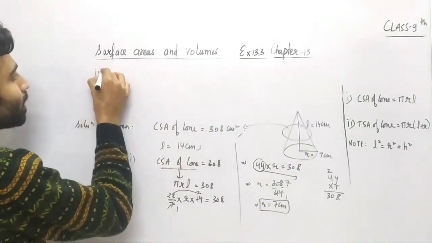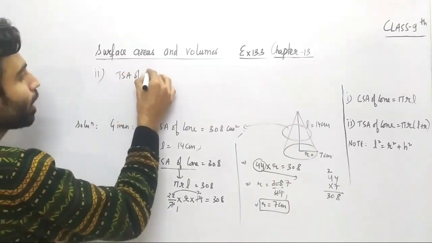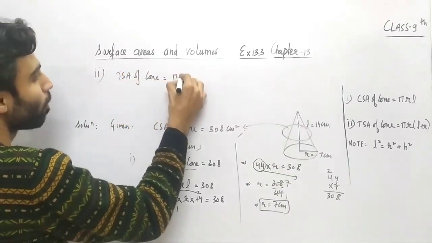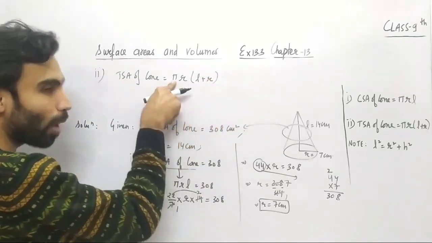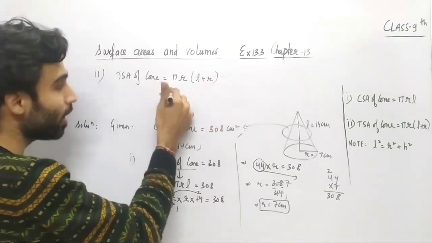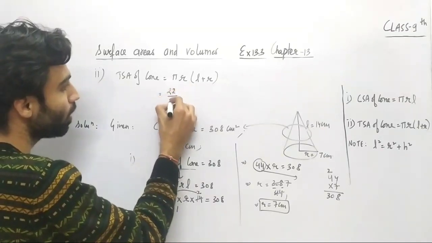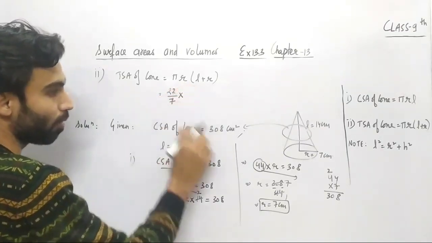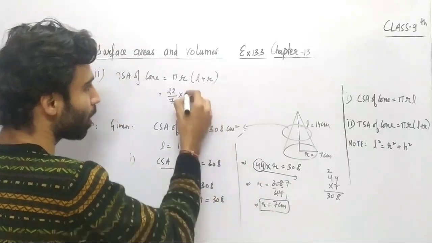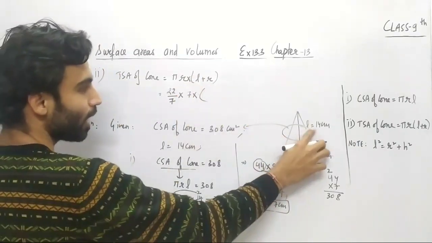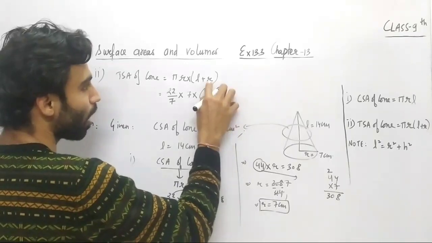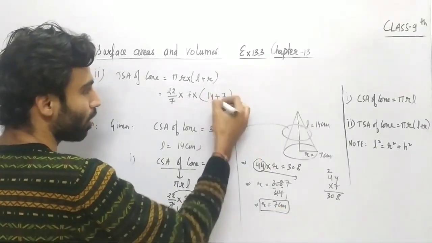So now you can see in the second part, total surface area of cone we know is pi r l plus r, right? So let me just substitute the values here. First, the value of pi is 22/7, multiply r. What is the radius that we found in the first part? That is 7. Now this is in multiply. So what is the slant height L? That is 14 plus r, radius we have already got 7.